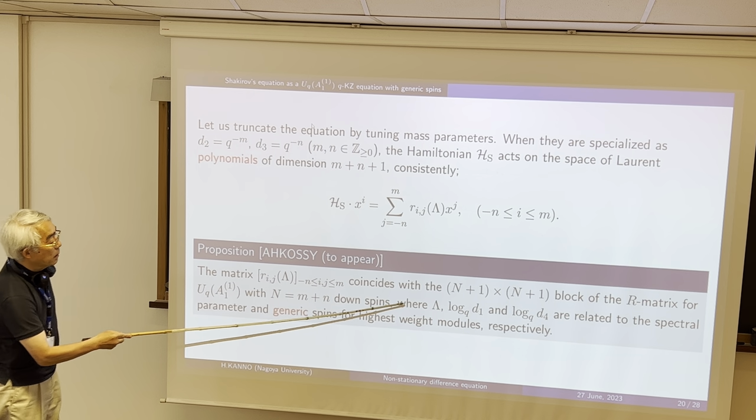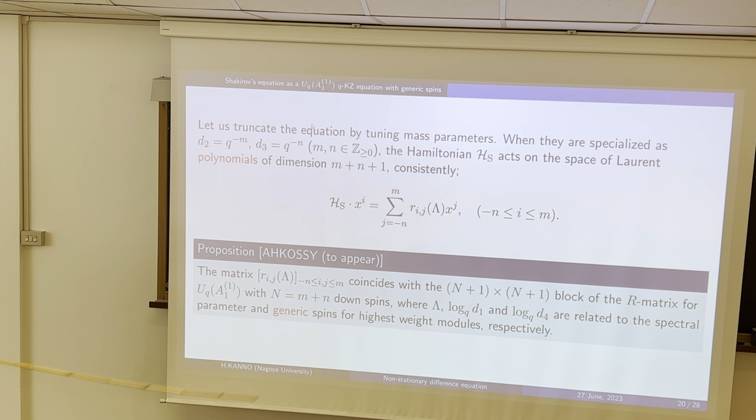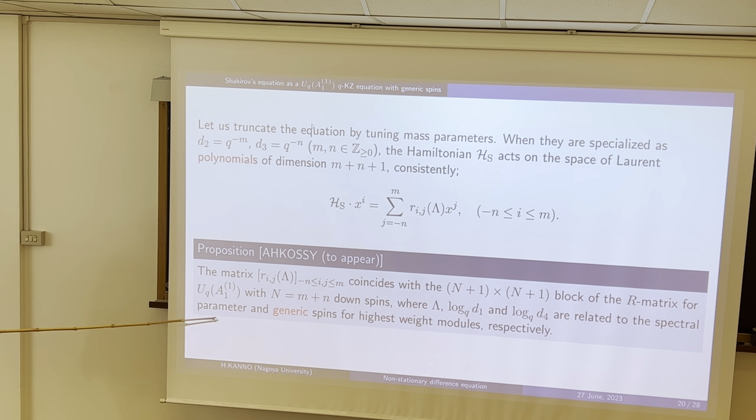And then we have the lambda parameter here, and there remain two mass parameters. These two mass parameters define the highest weights of the in and out states, and lambda plays the role of the spectral parameter in the R matrix. Since these mass parameters are generic, this is an R matrix for generic mass parameters. Usually the familiar R matrix is defined only for integer spin, or integral highest weight systems. But here, the remaining two parameters are generic, continuous, so this matrix defines the R matrix for generic spins.